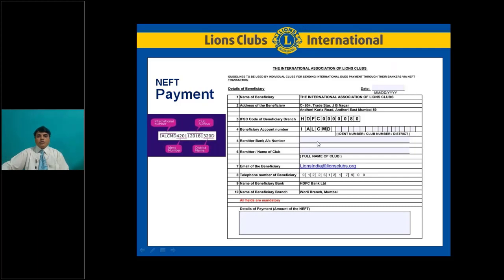And the remitter bank account number, the bank from which the club account is held, you need to mention that club account number. And apart from that, the club name and email of the beneficiary, that is our South Asian Secretariat's email ID, and telephone number of the beneficiary, like the Secretariat office number, and the name of the beneficiary bank, HDFC Bank, and branch address. So this is a template. I am showing how NEFT payment goes, because many people have confusion about how to write the beneficiary account number. So this is the area where you need to have an idea about the beneficiary account number.